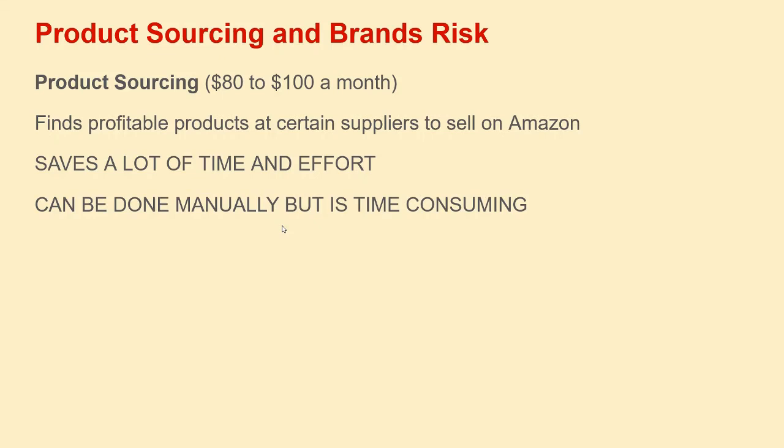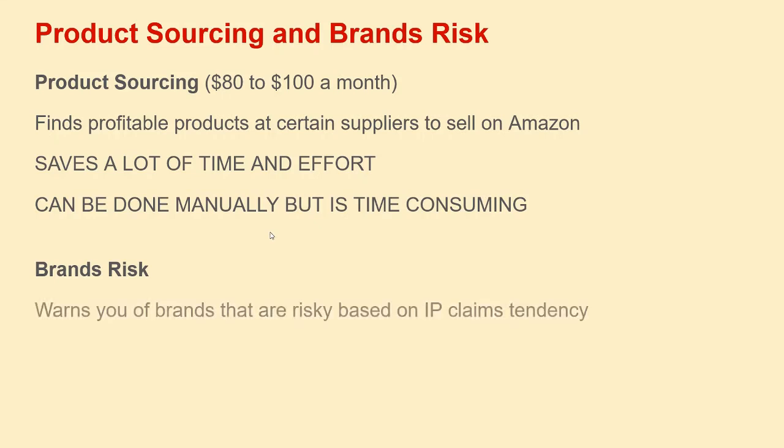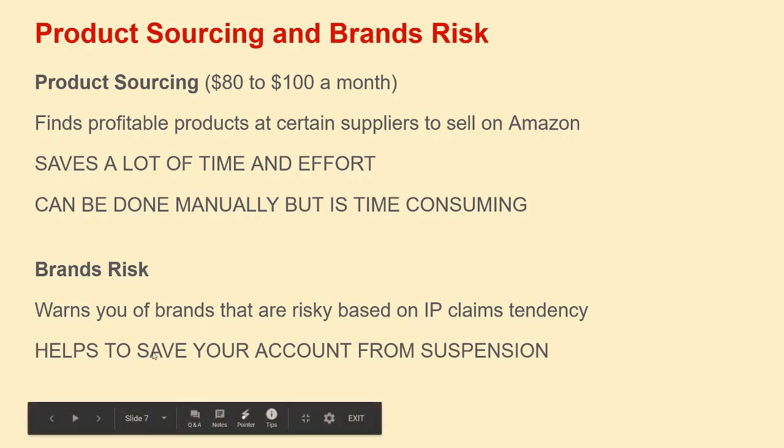Now, brands risk. Basically, this is software that warns you of certain brands that are risky. It does this based on the tendency of these brands to make IP claims, and that data comes from the experience of other users. You can also just check restricted brands lists yourself manually, but of course the lists are not always going to be totally up to date. So if you can get software that does this, that's really a good idea. It obviously is a great help because it saves your account from suspension.